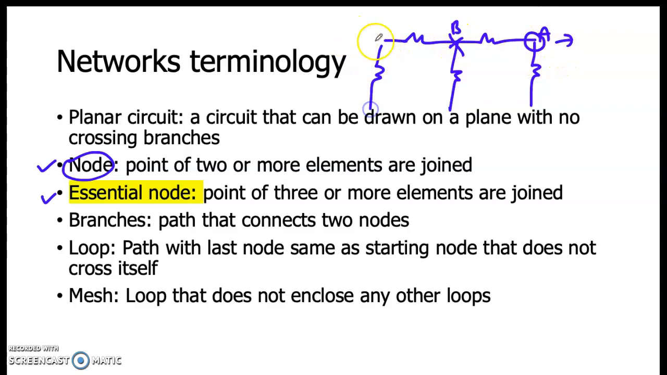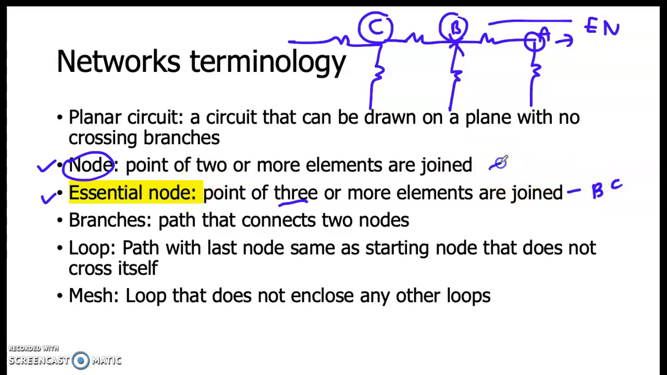So which ones are essential nodes? Node B and node C are the essential nodes. Why? Because they are connected between 3 or more branches. This is 1, 2, 3, right? Then here is also 1, 2, 3. This concept is important for you to identify which ones are essential nodes. So in this case, the essential nodes are B and C, and the nodes themselves are A, B, and C.